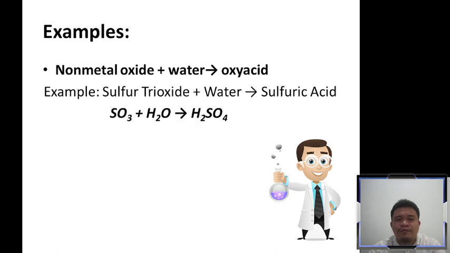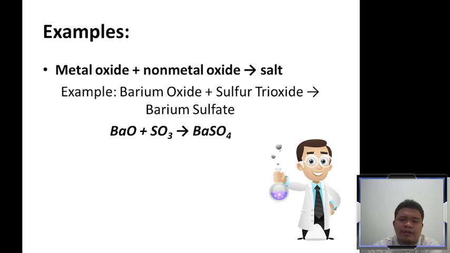Now, another common combination reaction is a nonmetal oxide plus water yields an oxyacid, or an acid in general. For example, sulfur trioxide with water yields sulfuric acid, which is a very strong acid. Then the last one, we have a metal oxide combined with a non-metal oxide, and they yield a salt. For example, barium oxide plus sulfur trioxide yields barium sulfate. Those are some of the examples of a combination reaction.